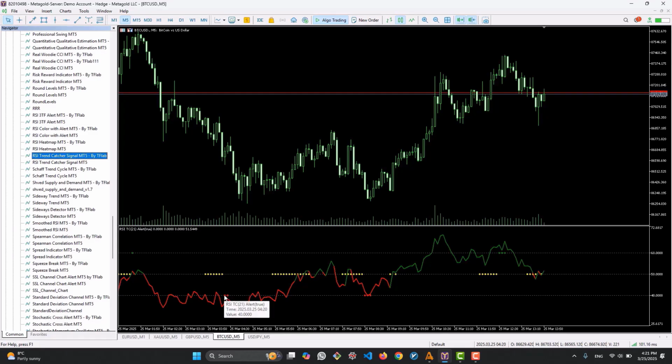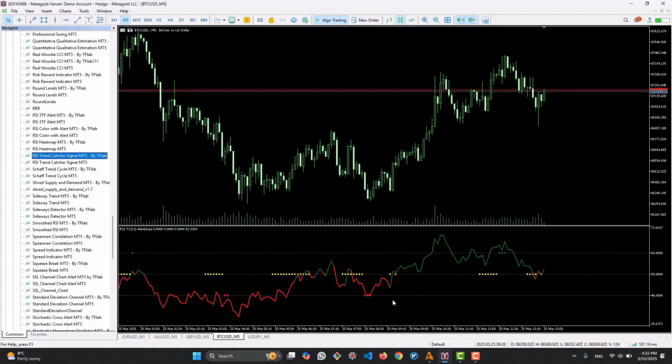For example, here we have the start of a downward trend. And as an example, here is the start of an upward trend. After this compression, the green points indicate an upward trend. And after compression, the red points indicate a downward trend.